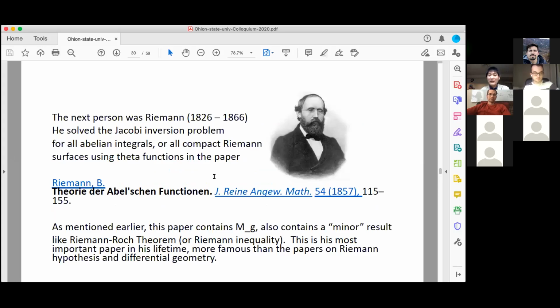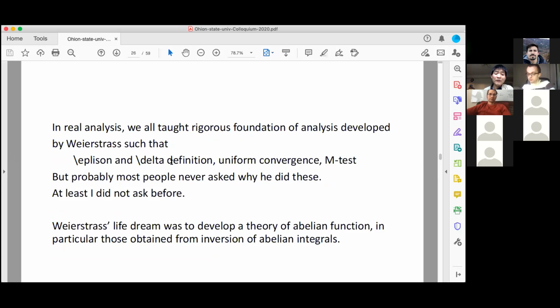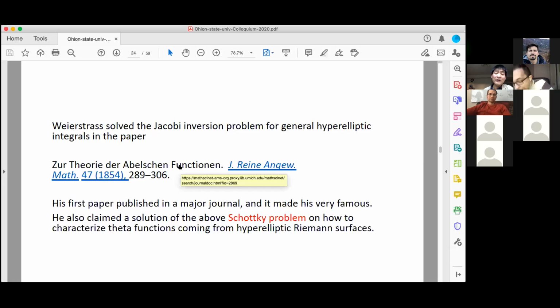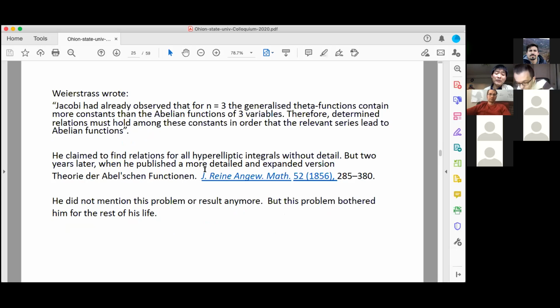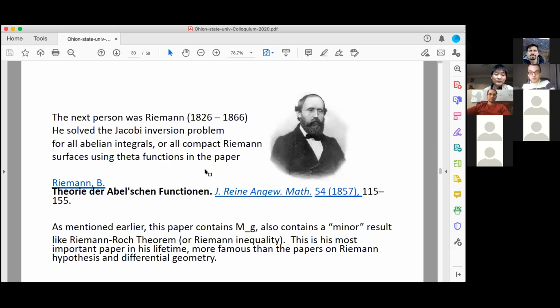Riemann. The next person was Riemann, whom I mentioned earlier. He solved the Jacobi inversion problem for all abelian integrals on all compact Riemann surfaces using theta functions in this paper, Theory of Abelian Functions. And now, if you remember the title of Weierstrass' paper, you realize it is almost the same title. I guess Riemann chose the same title on purpose.